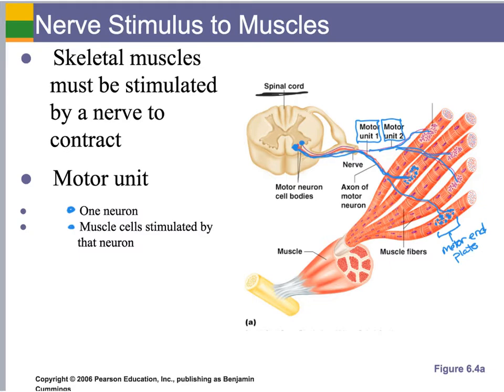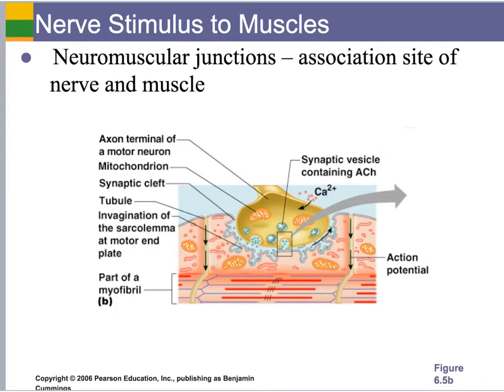Now we're going to talk about what that signal is. On this slide, make sure you know what a motor unit is and know the axon, the axonal terminals, the axonal endings, and the motor end plate. And now we're going to talk about what's so special about that motor end plate.